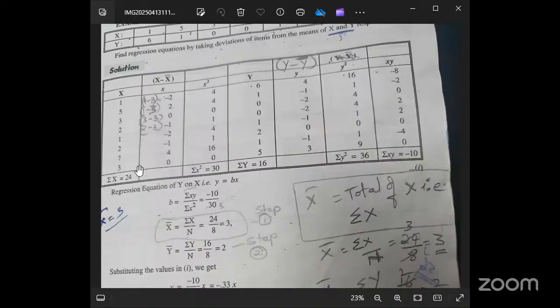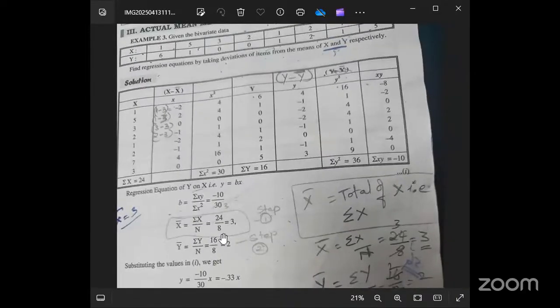In the previous problem we have seen how to find b. It is very simple. We need to substitute b equals sigma xy by sigma x square. So here, what is sigma xy? Minus 10. Minus 10 divided by 30, we get 0 minus 0.33.